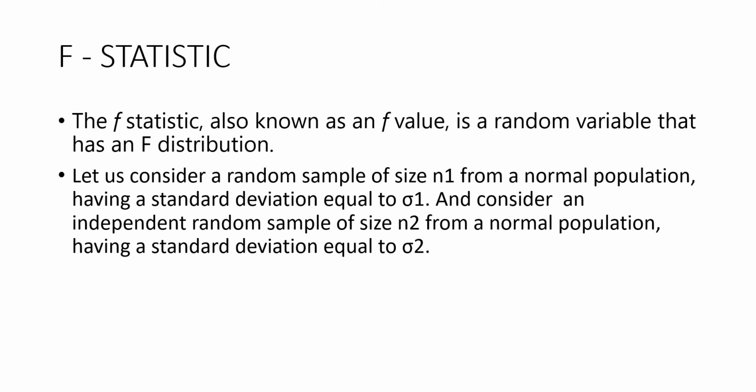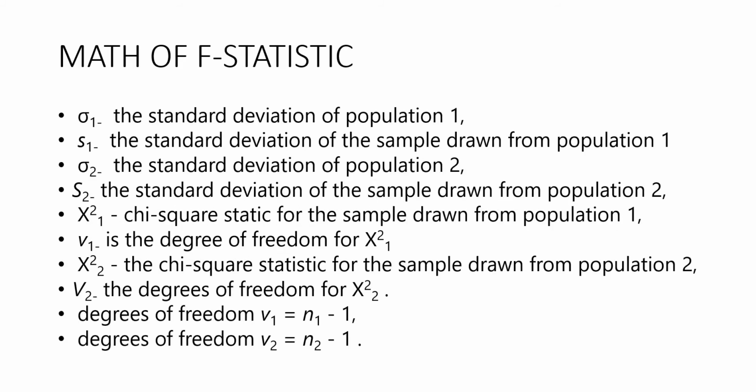Now let's consider a random sample of size n1 from a normal population with standard deviation sigma 1, and n2 from another population with a standard deviation of sigma 2. Sigma 1 is the standard deviation of population 1, S1 the standard deviation of the sample drawn from population 1, sigma 2 the standard deviation of population 2, and S2 the standard deviation of the sample drawn from population 2.